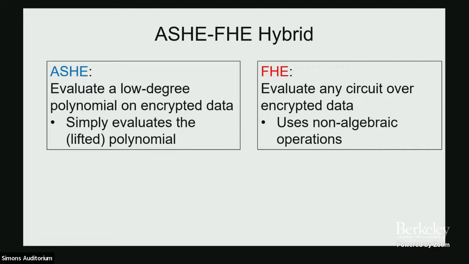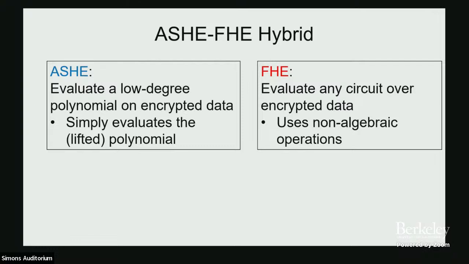So as an ASHE scheme, if you want to evaluate low degree polynomials, which is what we needed for the DEPIR queries, you can do this with nice algebraic structure. You just evaluate the polynomial on the ciphertext. You don't need to do anything complicated. But this only lets you evaluate low degree polynomials, not much.